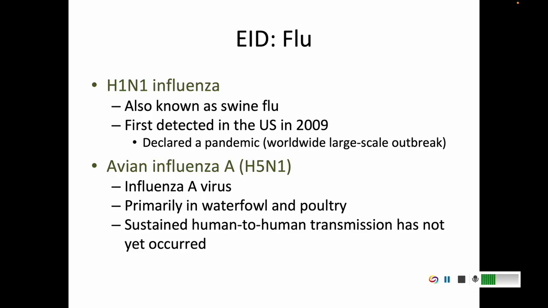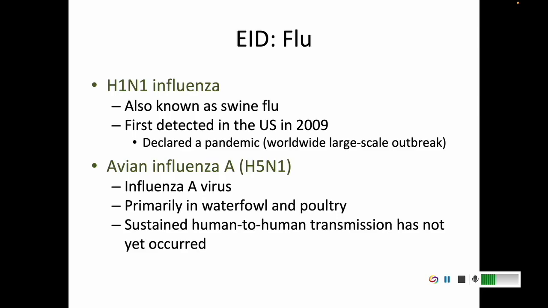H1N1 is known as swine flu. Swine meaning pigs, yes, pigs. Because flu virus most commonly lives in people, pigs, and birds. That's where we see it most commonly. And so H1N1 was called swine flu, and this was found in the United States in 2009. It was also a pandemic, a large worldwide outbreak. There was a vaccine, a second flu vaccine everyone was able to get that year if they were interested in protecting themselves from that.